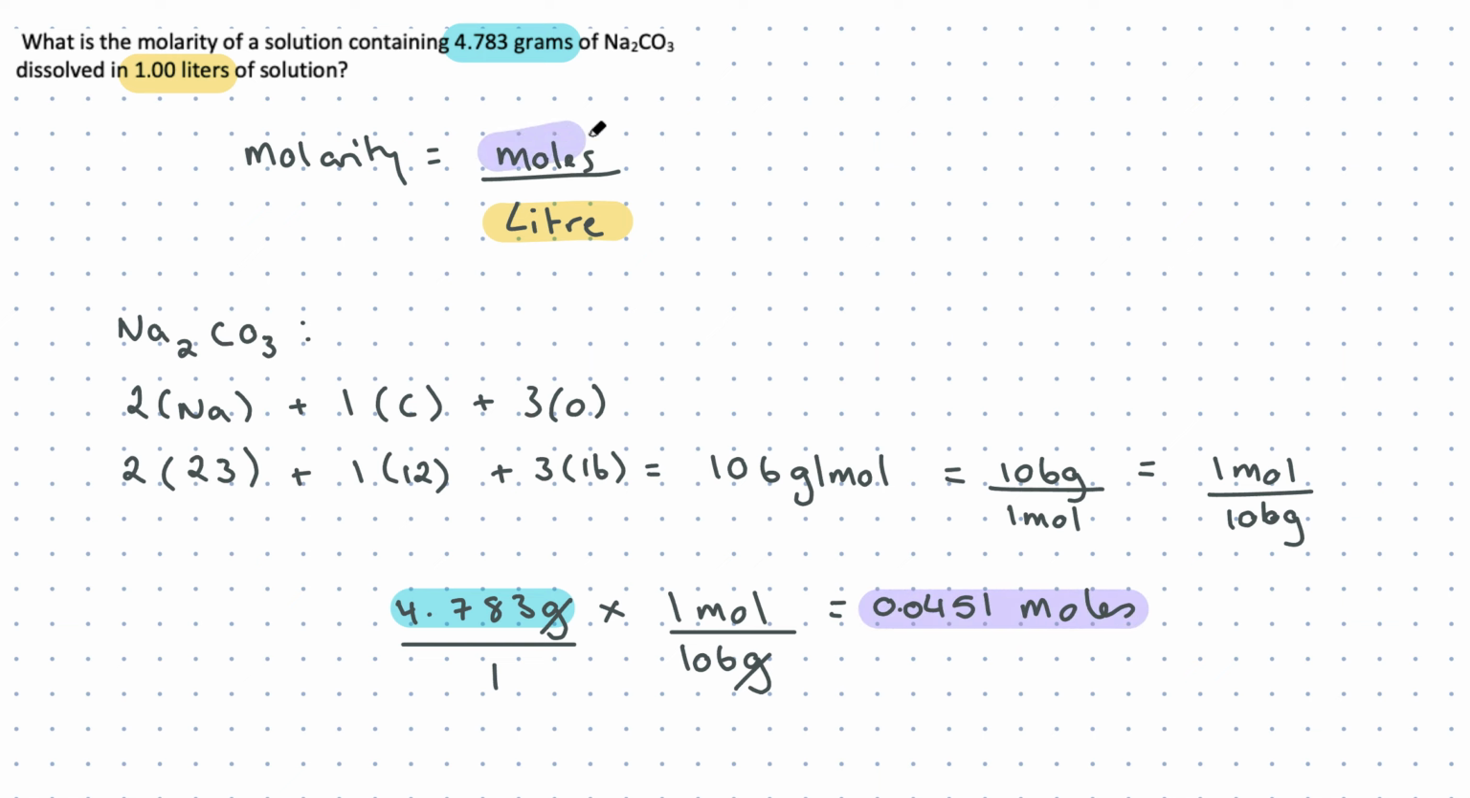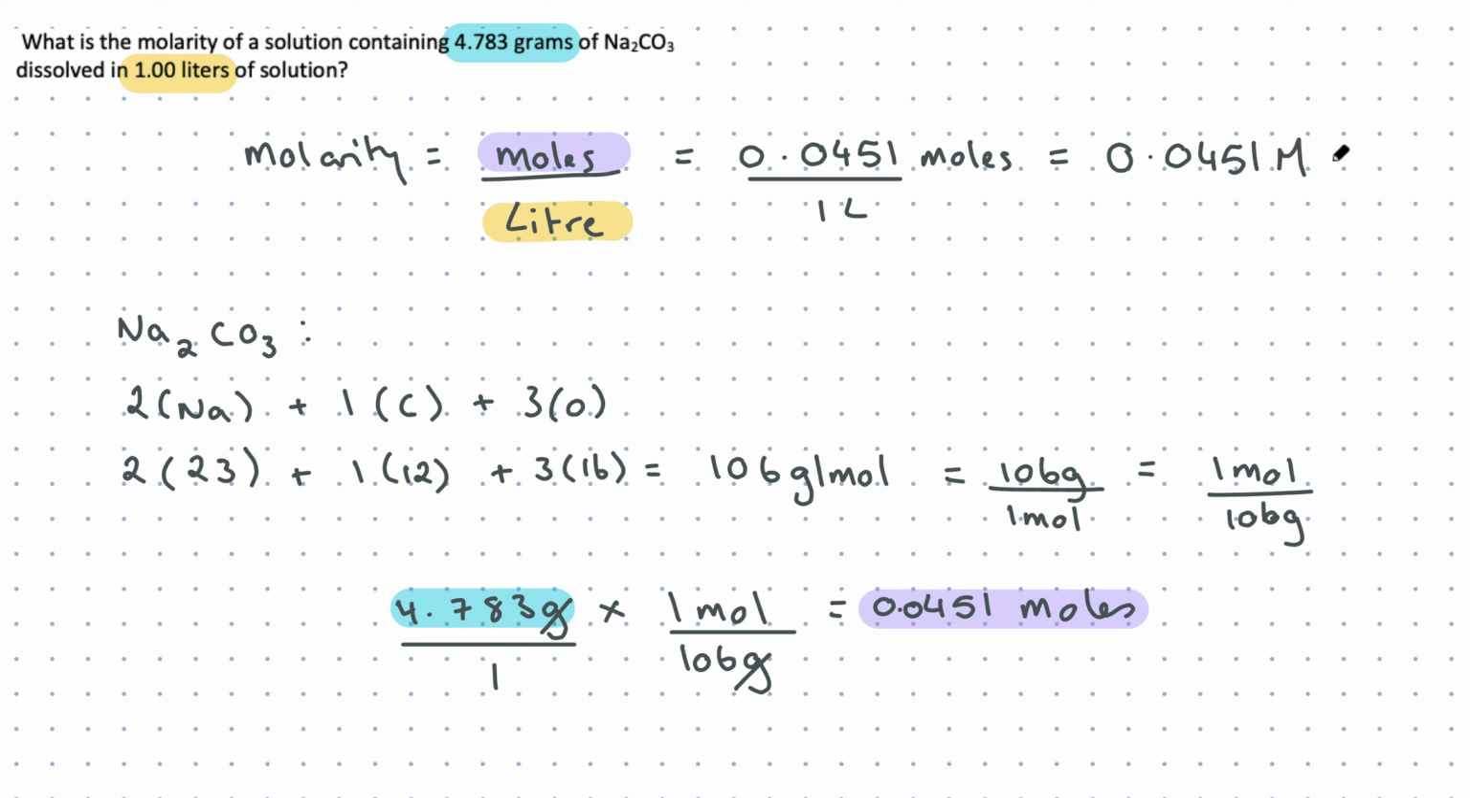So remember, molarity is moles per litre. Keep saying that in your head. Molarity is moles per litre. I'm now going to fill it in. It's 0.0451, divided by 1 litre. So I've got a molarity of 0.0451, and it's capital M for molarity.